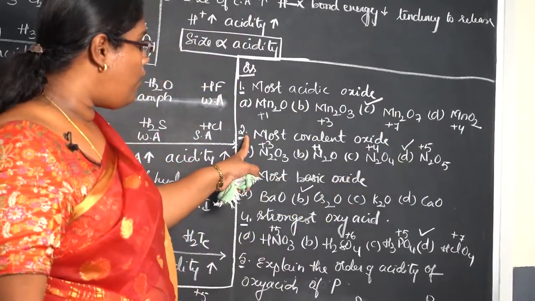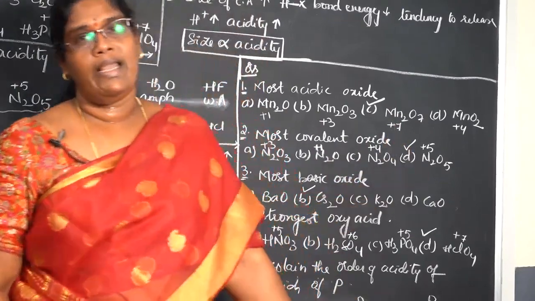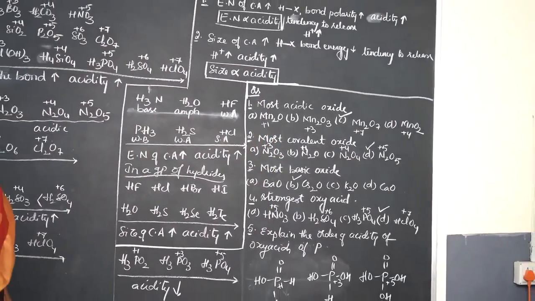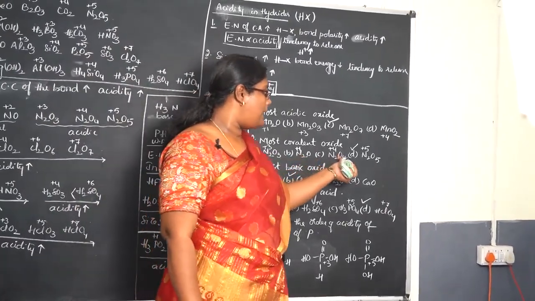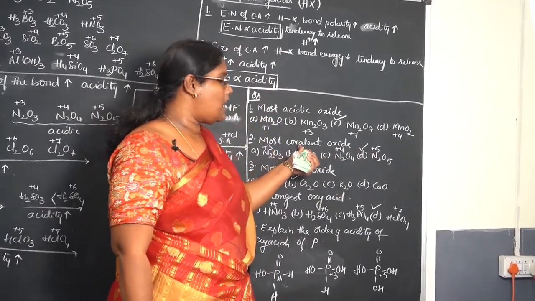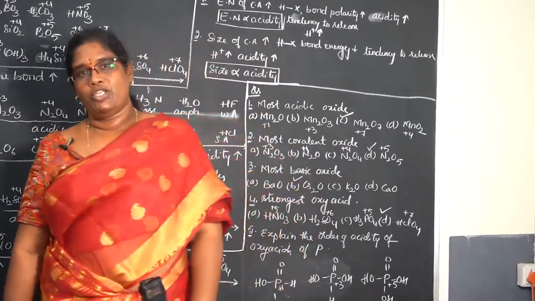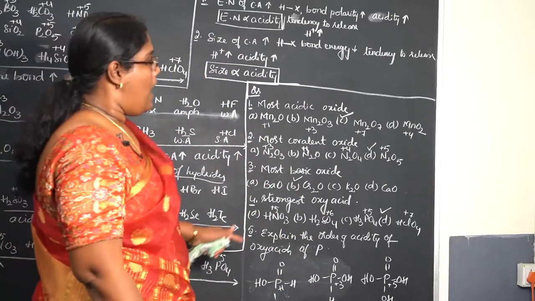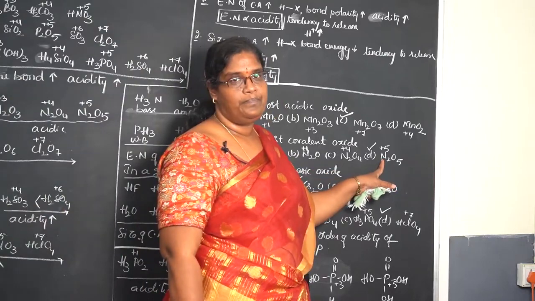Now, the most covalent oxide. What is the factor? As the oxidation state increases, covalent character increases. So if you are given N2O3, N2O, N2O4, N2O5, with oxidation states +3, +1, +4, +5, since oxidation state is directly proportional to covalent character, N2O5 becomes the most covalent oxide.